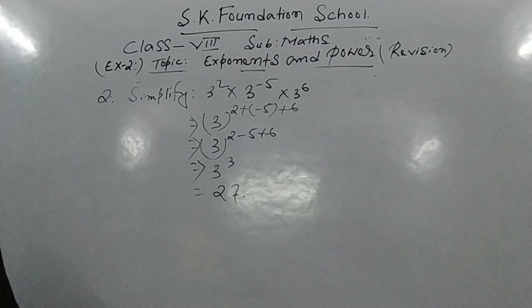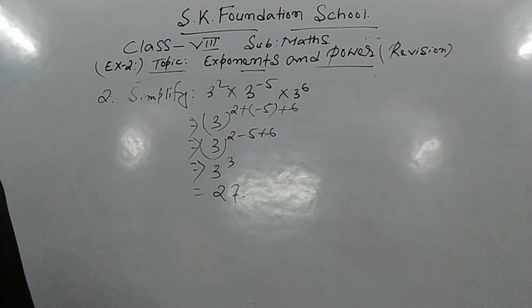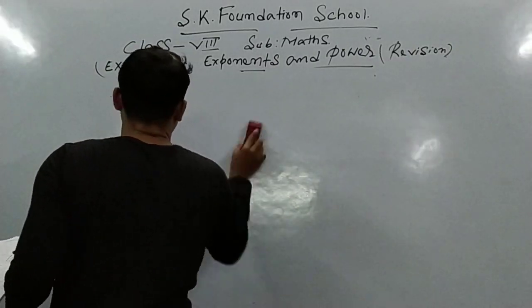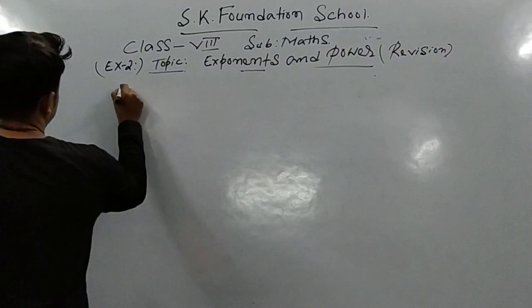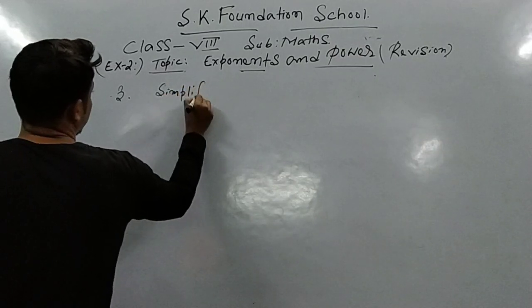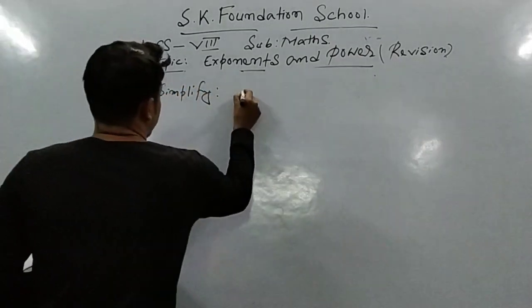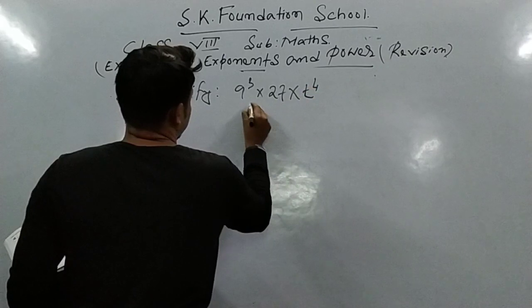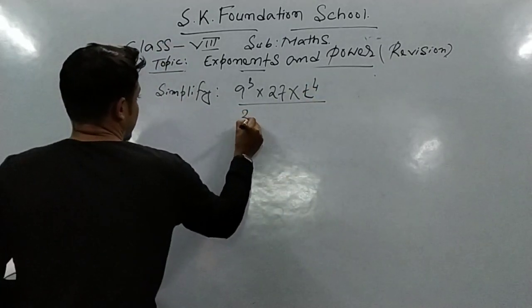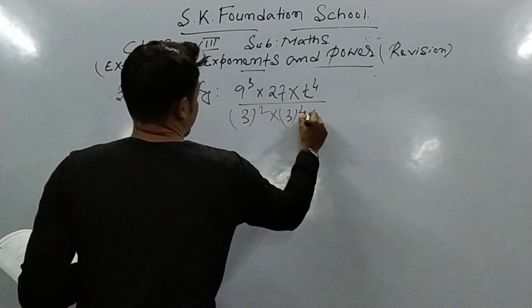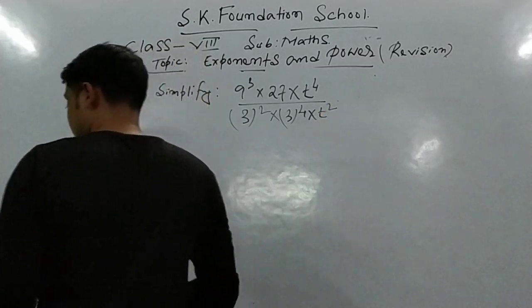Next, move to another example. Number 3, simplify. 9 cube into 27 into t to the power 4 by 3 square into 3 to the power 4 into t square, okay.